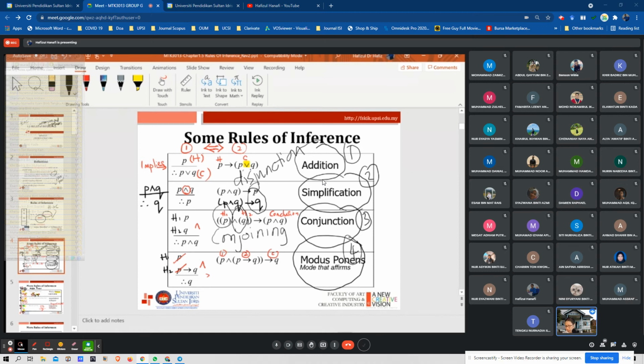Two sentences or hypotheses. Okay, we have seen one and two, addition and simplification. And then the fourth one is modus ponens.